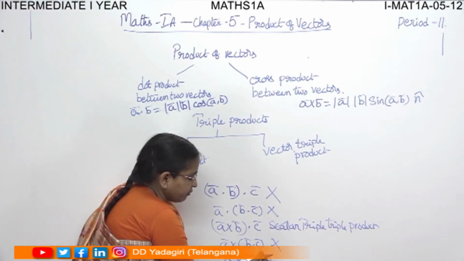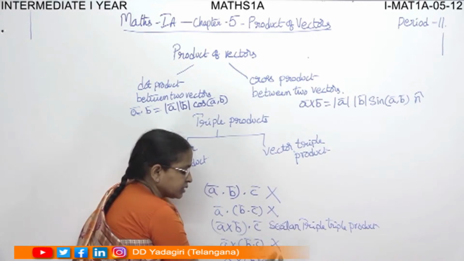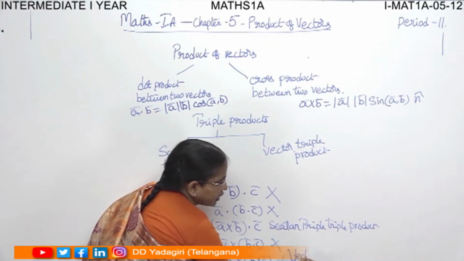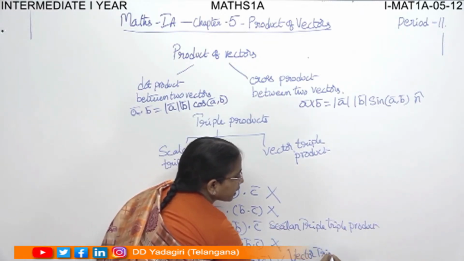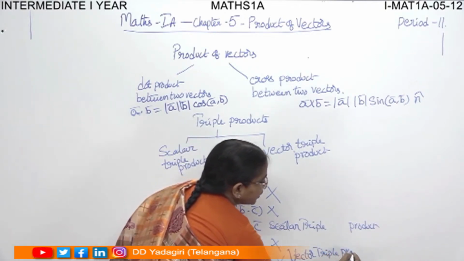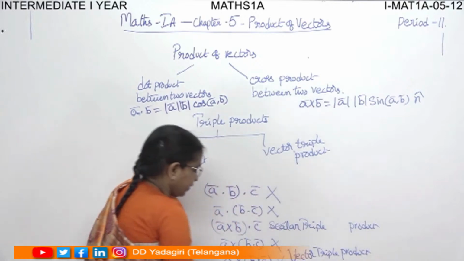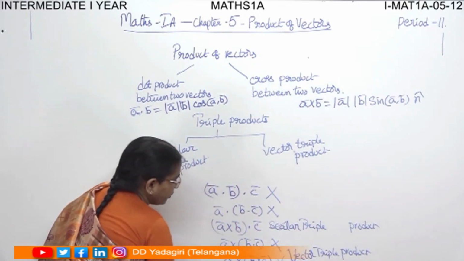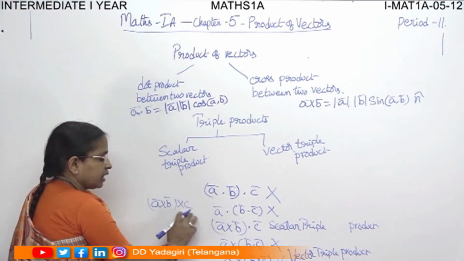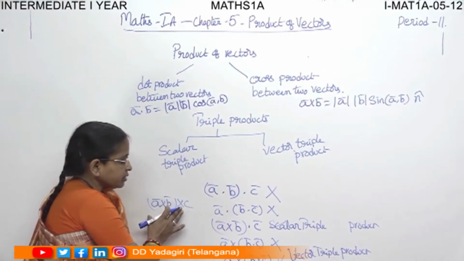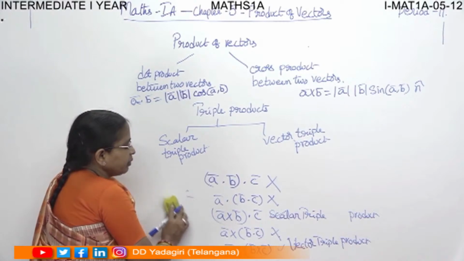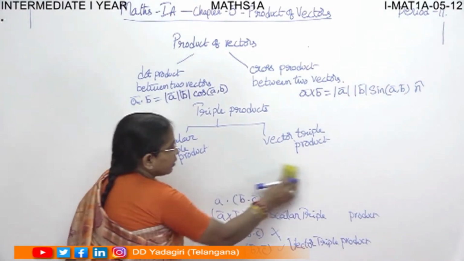Here it is a vector, and vector cross vector is defined. So this is called the vector triple product. Scalar triple product, and then this is vector triple product. We also have A cross B cross C, and even this is a vector triple product. This vector triple product at present you don't have, it is in the deleted syllabus. So we'll be learning only about this scalar triple product.